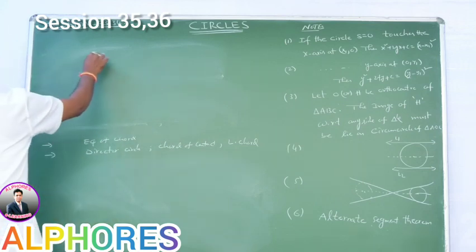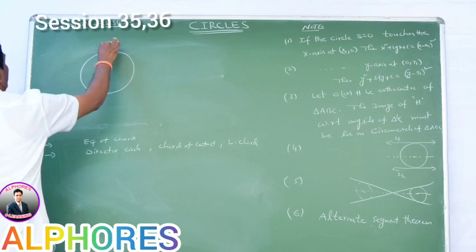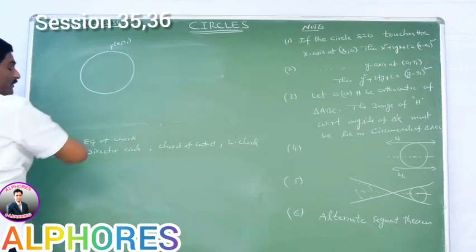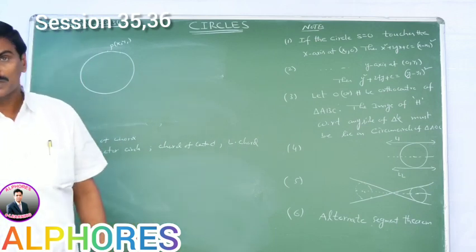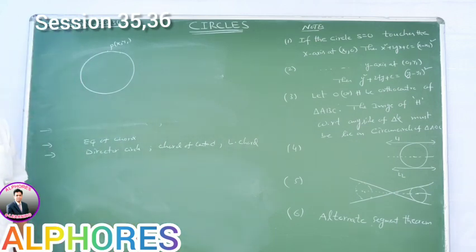Suppose S is equal to 0 is the equation of the circle and P(x1, y1) is a point. If the point P lies on the circle, then what is the equation of the tangent? S1 is equal to 0. If the point lies on the circle, then the equation of the tangent is S1 is equal to 0. It is the tangent equation.